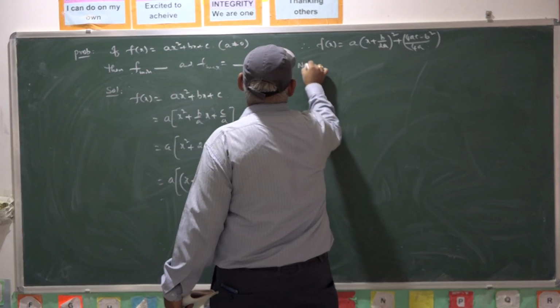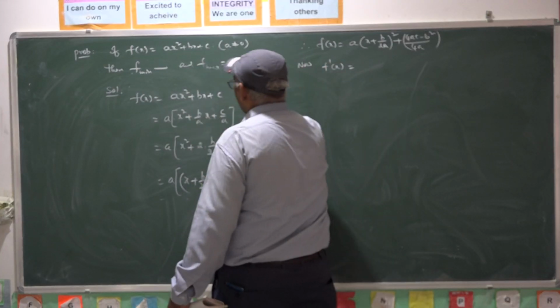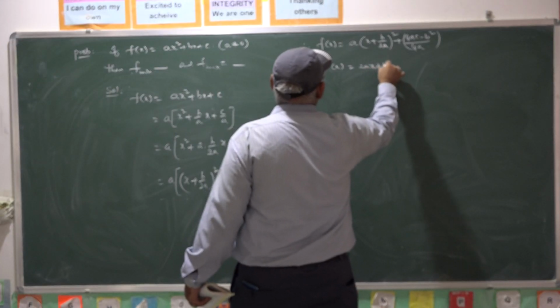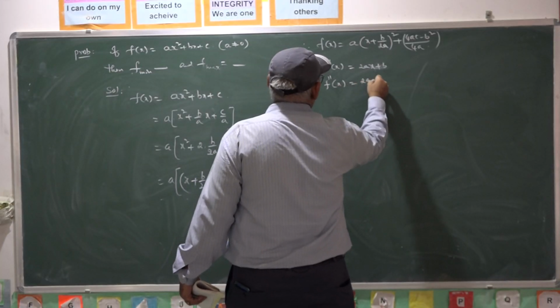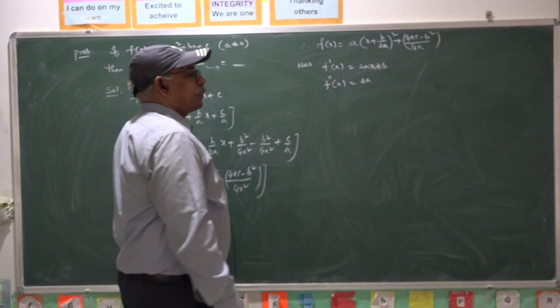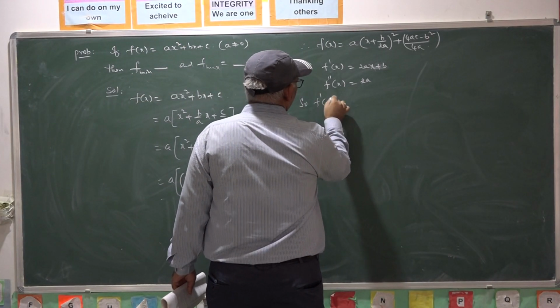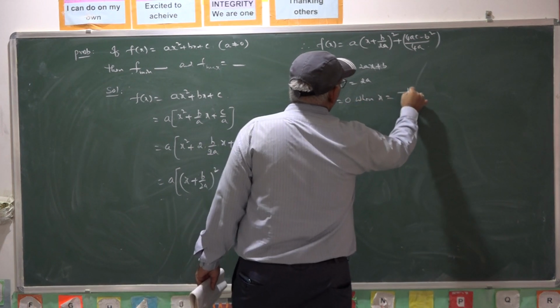Now f'(x), taking the derivative of this function, we get 2ax + b. f''(x) is 2a. Now I am applying the second derivative test. So f'(x) = 0 when x = −b/2a.